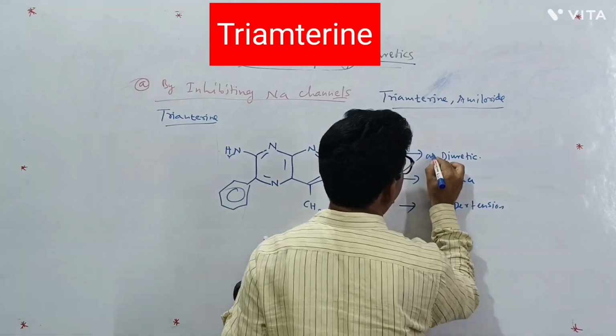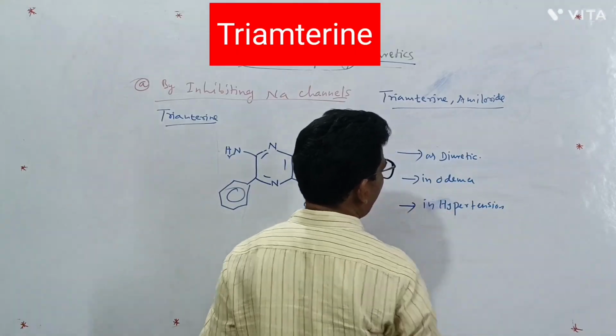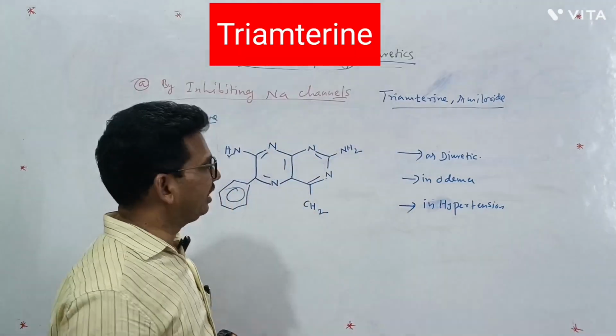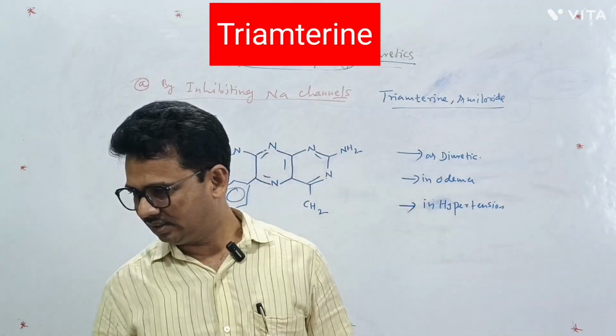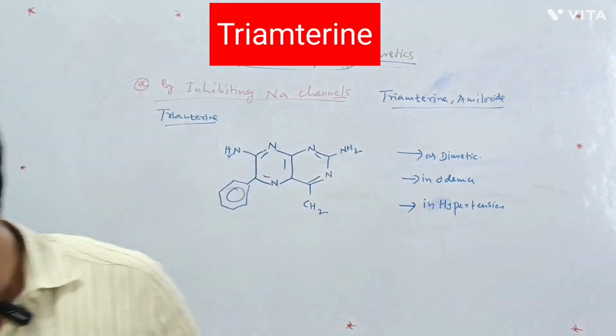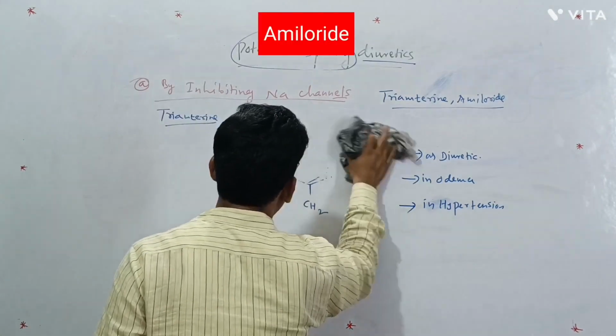Hypertension. It is used as a diuretic, used in oedema, and used in hypertension. These are the uses of this one. When you see amiloride, it is a little different when compared to triamterene.